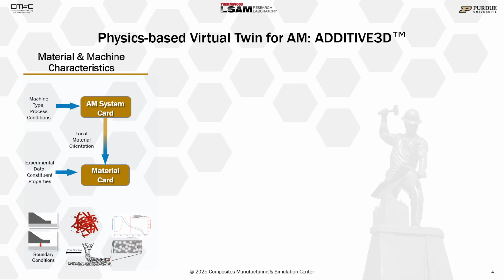ADDITIVE3D requires two inputs. One is the machine card and the other one is the material card. The machine card includes information such as the effect of flow on the orientation of fibers, the interaction of the printed material with the substrate, as well as the ambient conditions inside the printer. The material card includes the parameters required for the different material models that are used to describe different sets of physics that occur as the material is printed and cools down to the ambient temperature.